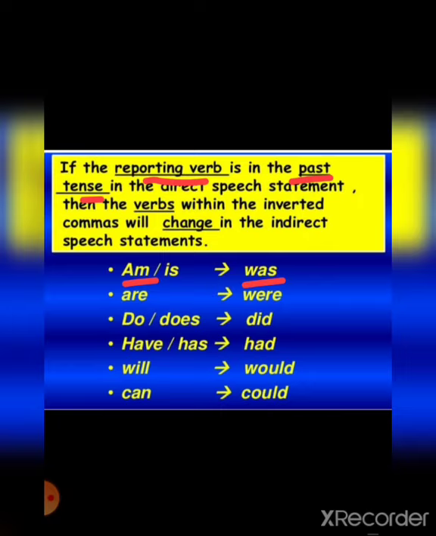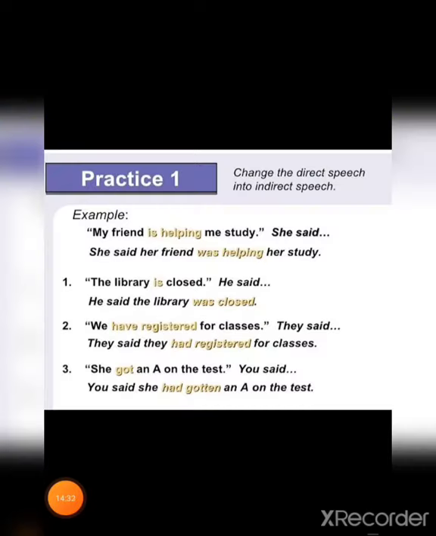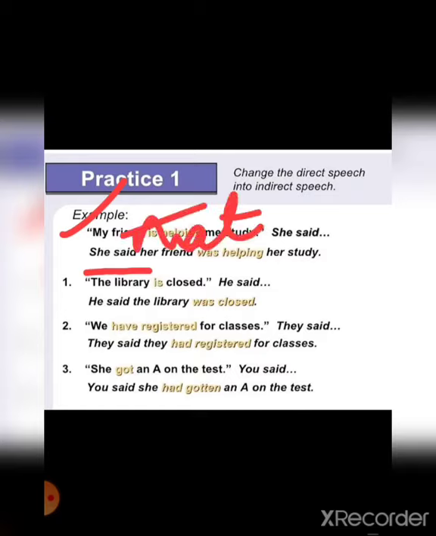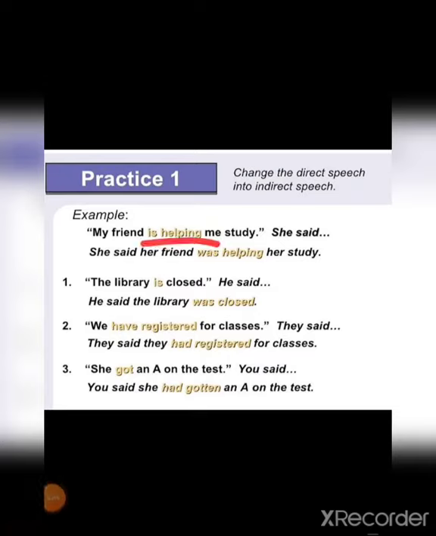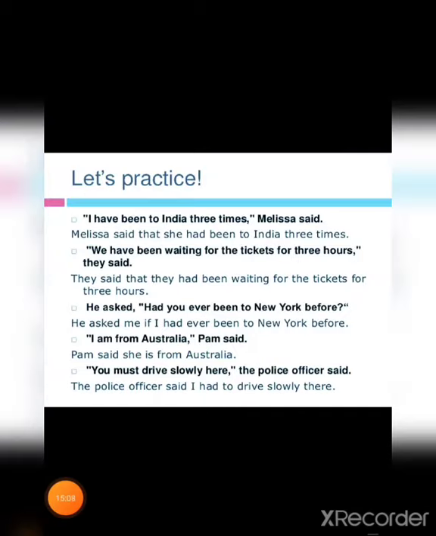So let me give you some more examples. My friend is helping me study, she said. Here it is in indirect speech. How will you write the sentence? She said that her friend was helping her study. Here "is helping" will become "was helping". Present continuous tense will become past continuous tense. Similarly, present perfect tense will change to past perfect tense.